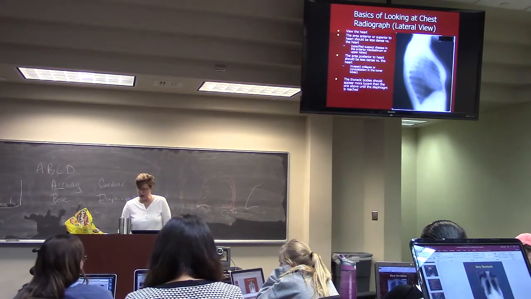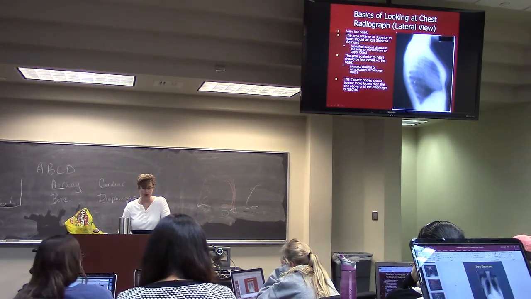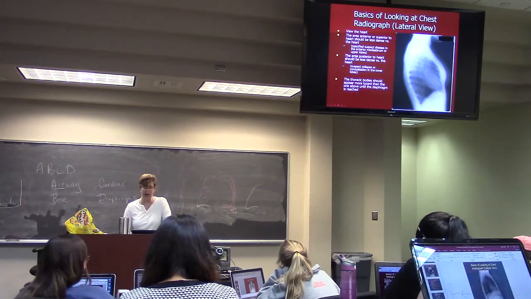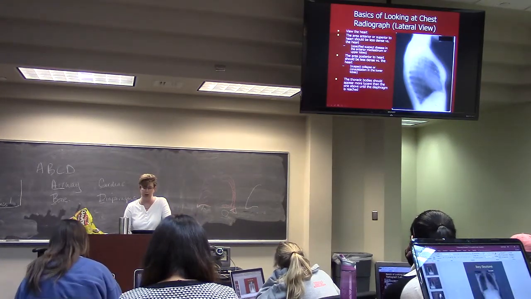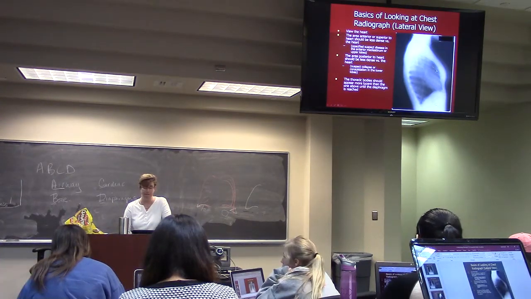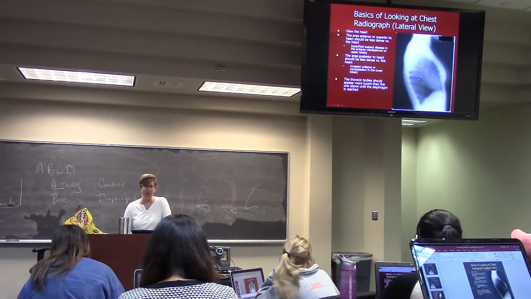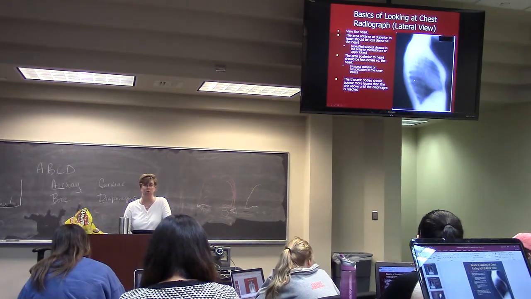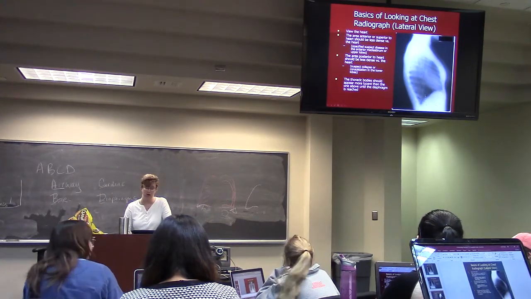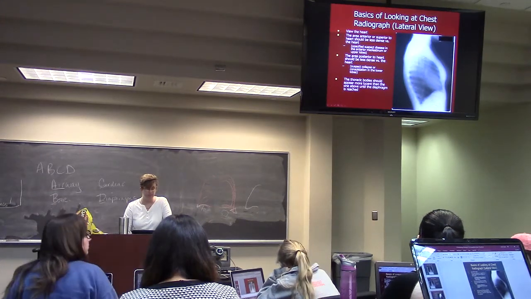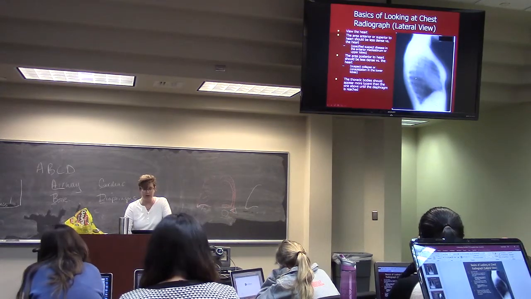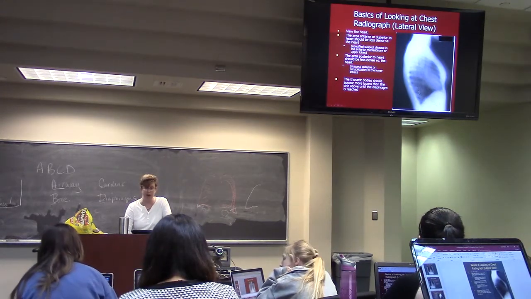So when we look at a lateral, this is the heart right here. You should see a dark, right? It should be more lucent in front of the heart or above the heart, right above the heart. It should be blacker or more lucent as you go down behind the heart. You should also look at the vertebral bodies. They should get darker or blacker as you go down.